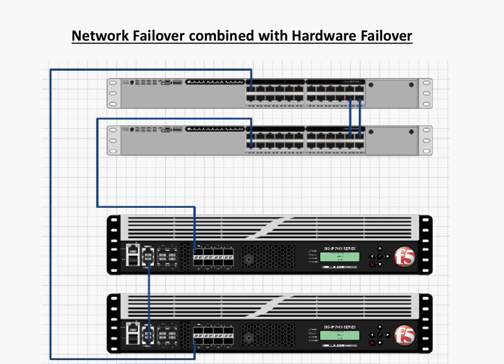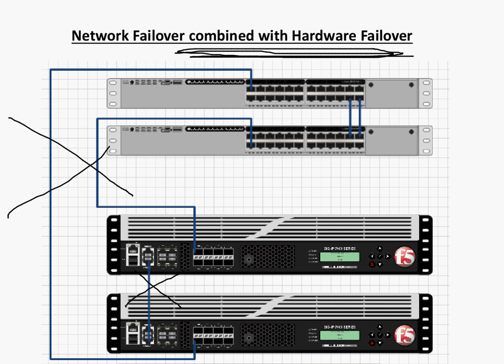Lastly, let's talk about network failover with hardware failover, the two configurations combined. When network failover is enabled, failover will only happen if both the hardware cable's voltage and the network cable's pulse are lost. The serial cable takes precedence, guys.